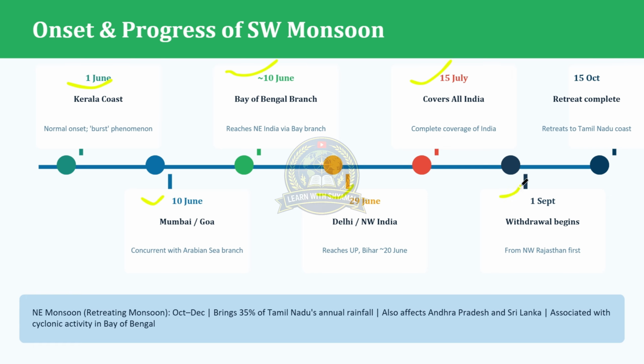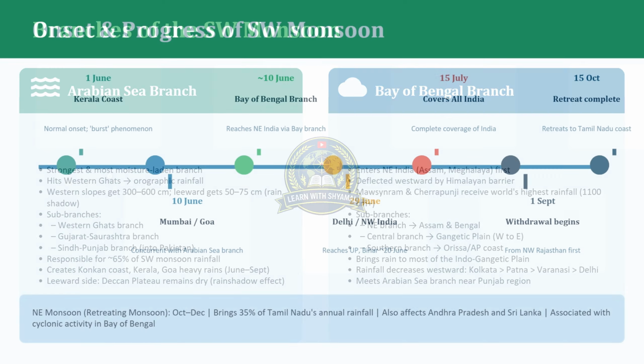Then 1st September, withdrawal begins from Northwest Rajasthan first. 15 October, retreat complete, retreats to the Tamil Nadu coast. Northeast monsoon, retreating monsoon, October to December, brings 35% of Tamil Nadu's annual rainfall, also affects Andhra Pradesh, Sri Lanka, associated with cyclonic activity in the Bay of Bengal.